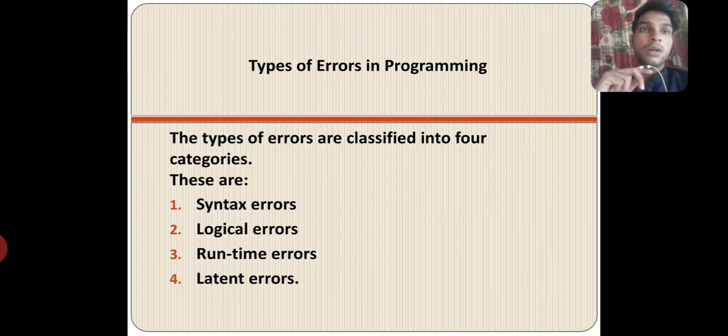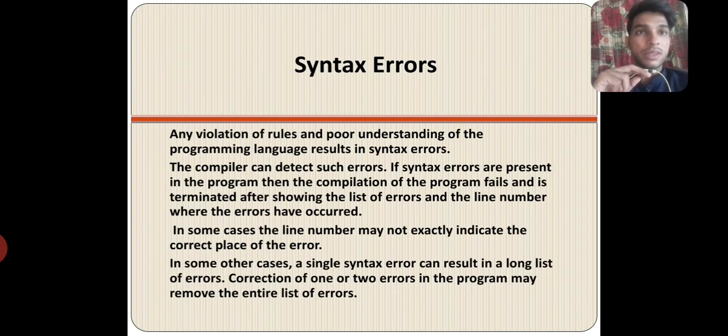So these are the types of errors in programming. The types of error are classified into four categories. These are syntax errors, logical errors, runtime errors, and latent errors. I will define them one by one. So the first one is syntax errors.